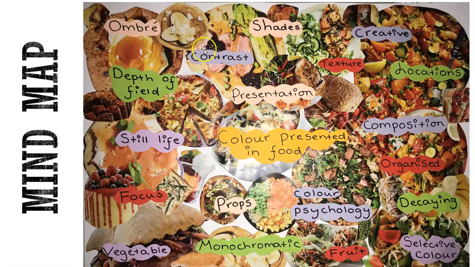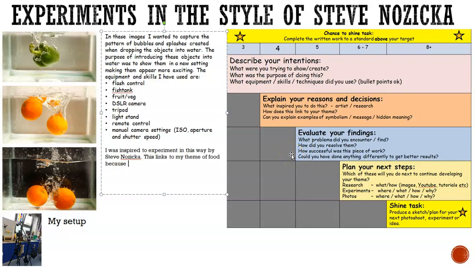So contrast, we could talk about the contrast perhaps between the water and the fruit. We could talk about the texture, between the skin or the outside of the vegetables versus the texture of the water. We could talk about selective colour, the fact that the water is colourless and yet you have this bright object landing in it, which is the fruit or vegetables. By looking at my mind map, I now have lots of things I can write about.